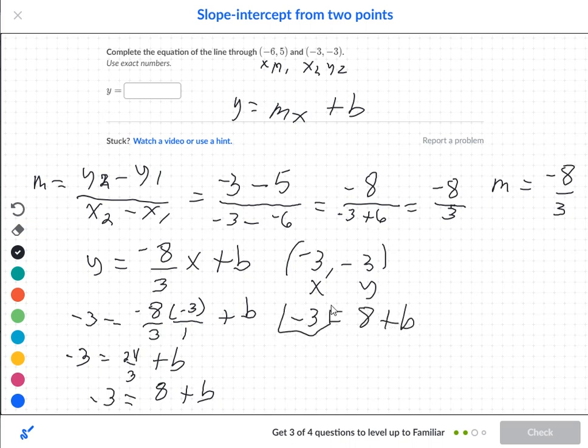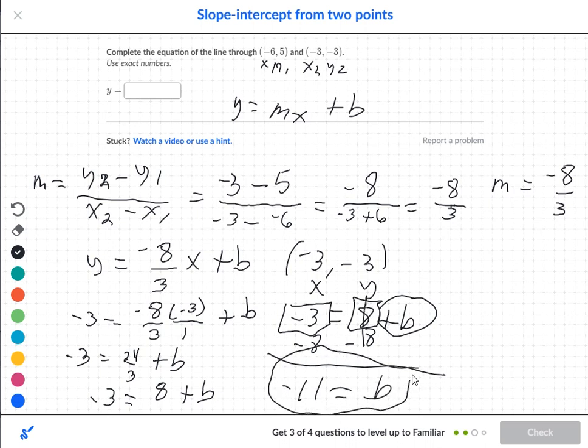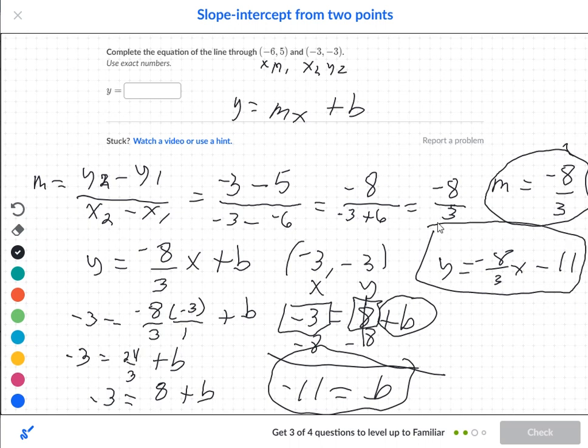So let's code the problem. Let's box our numbers, and let's circle our letters. So you know we have to subtract by 8. So when you do so, you get a negative 11, crosses out, and that's b. So there's my b, and there's my m. So when I write this out, I'll say y is equal to a negative 8/3 x, that's my m, minus b, which is 11. And this should be my answer.